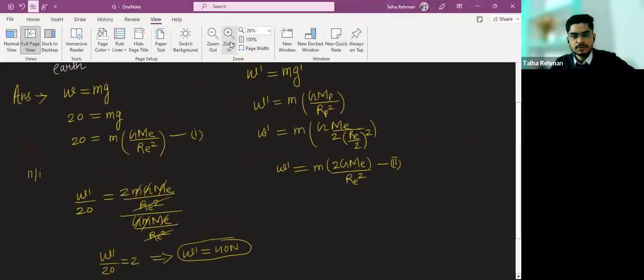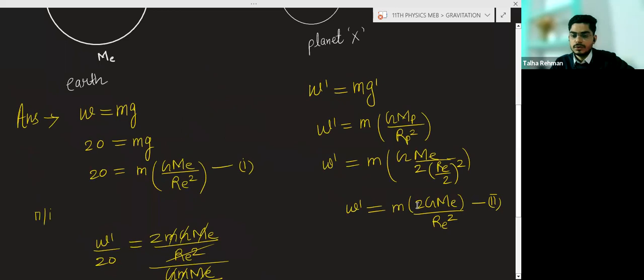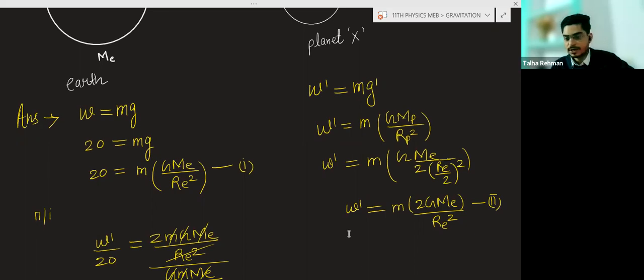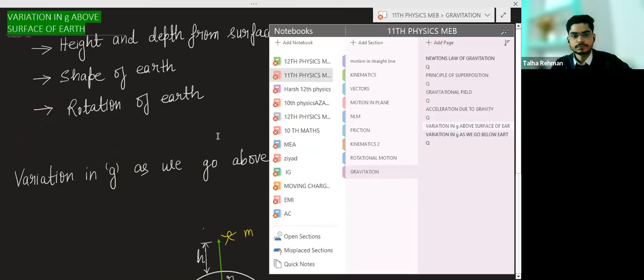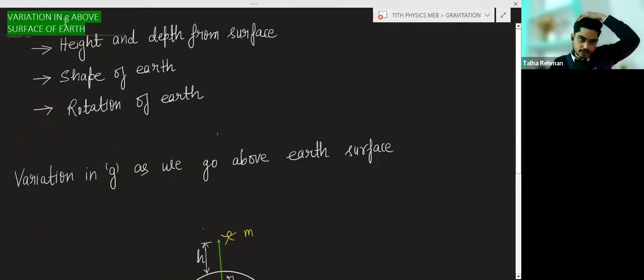So now we will discuss how the acceleration due to gravity will change with height, with the shape of the earth, with the depth. So variation in G above the surface of the earth. Basically in this topic we will discuss how the acceleration due to gravity will change with height and with depth, with shape and with rotation of the earth.